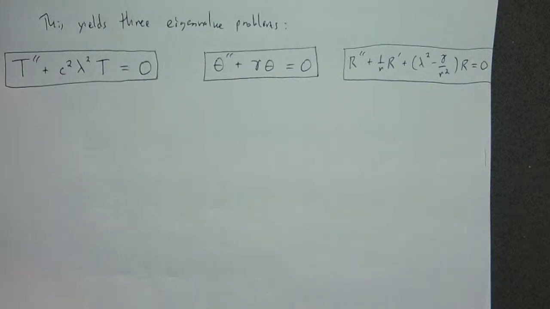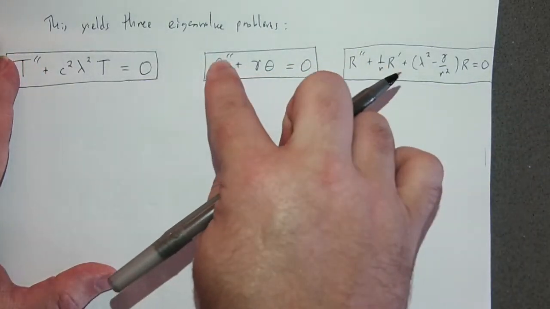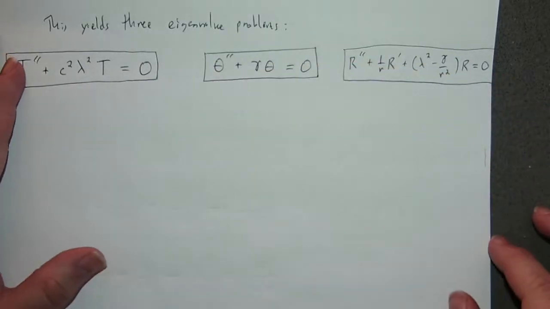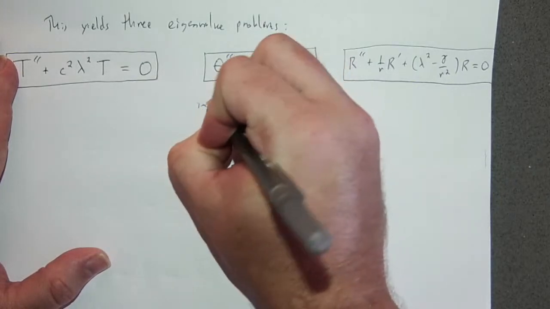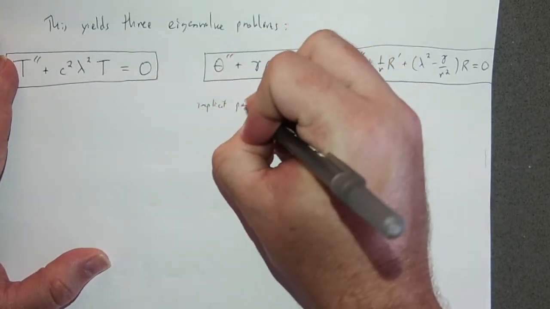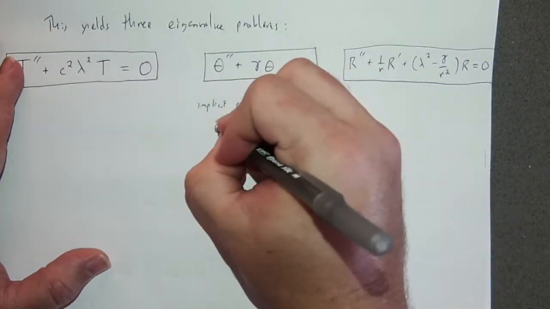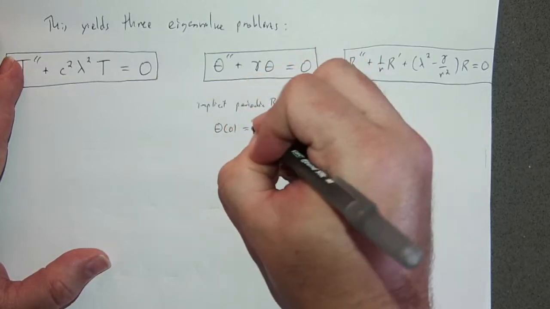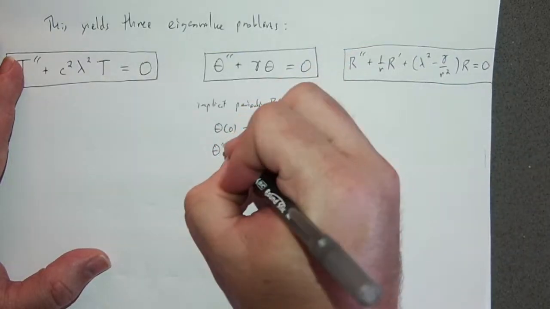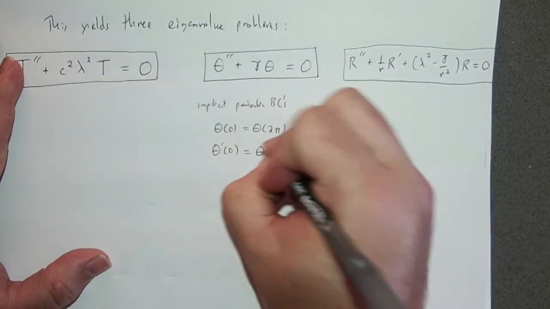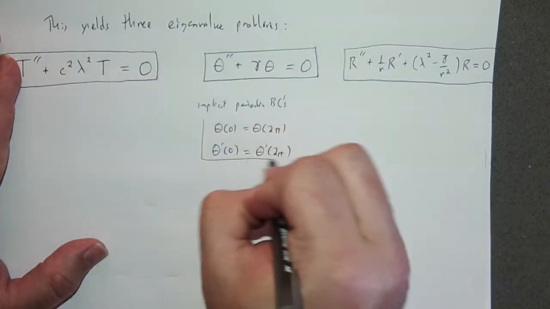So first, for this, I get implicit periodic boundary conditions because theta is a periodic thing, right? That's just how polar coordinates are defined. And so I get implicit periodic BCs. So this is Theta of 0 is equal to Theta of 2 pi, and Theta prime of 0 is equal to Theta prime of 2 pi. So I'm not told exactly what they are here, I'm just told that they're periodic.